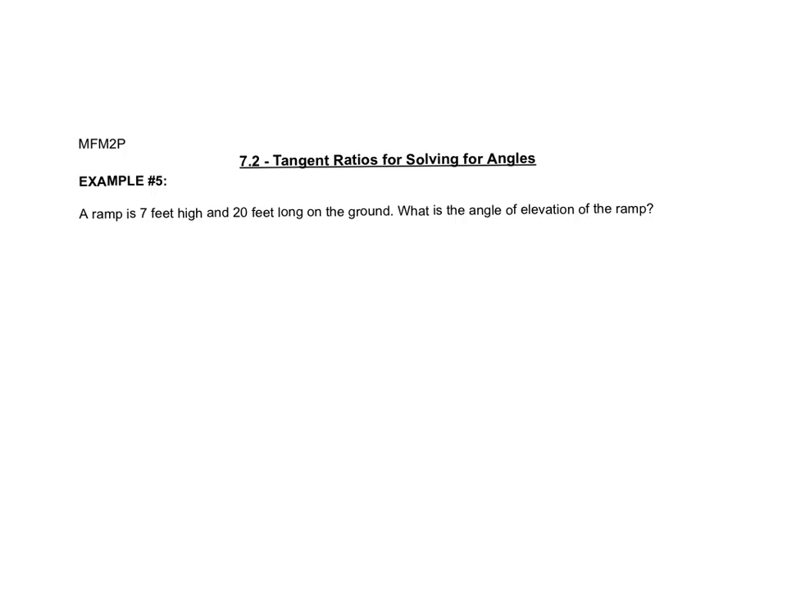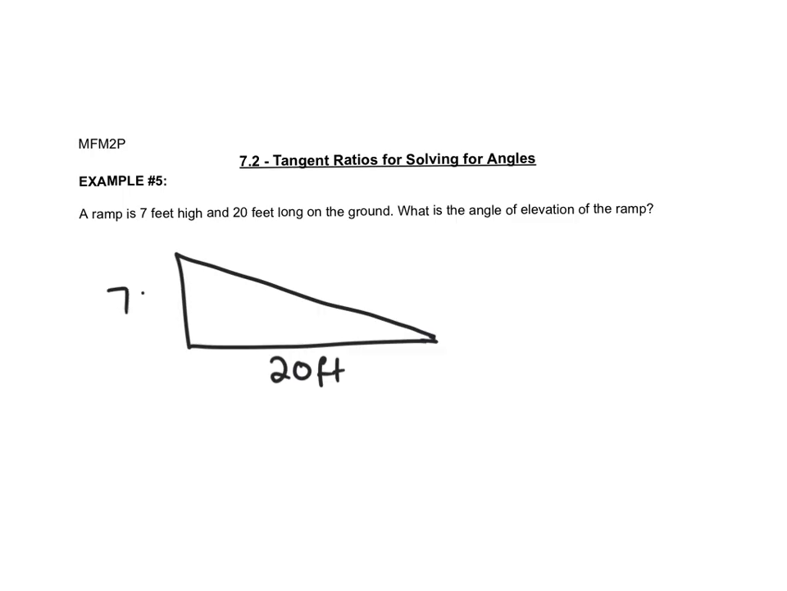Oh, here's one of those ramp questions. I don't like how it's worded here, I apologize. 20 feet long on the ground, that's not great description. So it means that it's 20 feet from the base of the wall. And what is the angle of elevation of the ramp? Of course, that's what is the angle that it goes up from the ground.